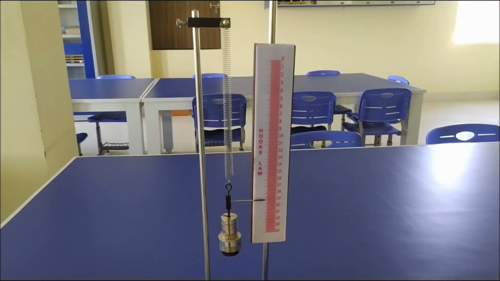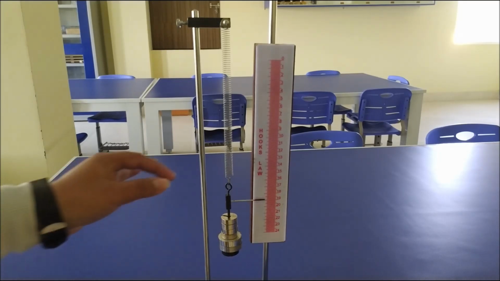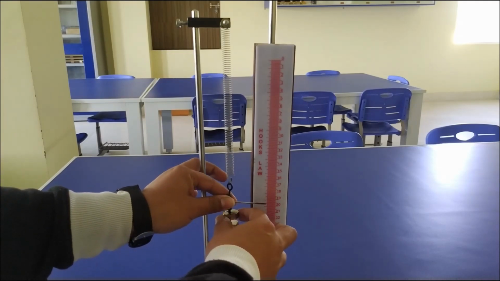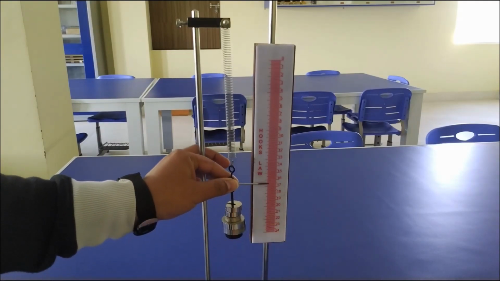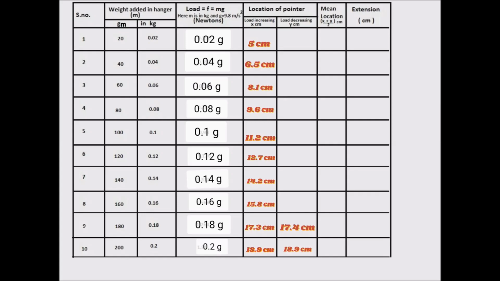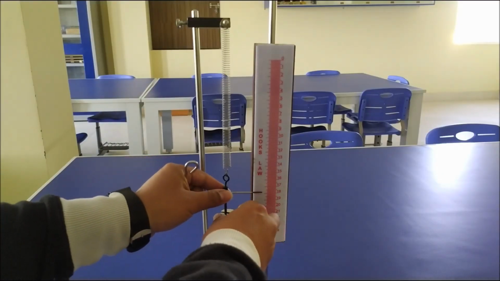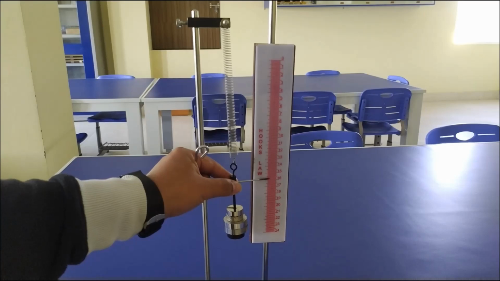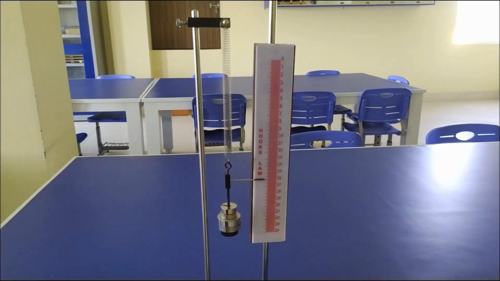Let's proceed now by taking the readings by removing the load one by one, and let's note down the reading on the centimeter scale corresponding to that. We are noting down the readings for the decreasing weights. I am removing this 20 gram slotted weight, then I am noting down the reading. My pointer reached at 17.4 centimeter. Again I am removing one more 20 gram weight. So now my pointer is pointing at 15.8 centimeters.